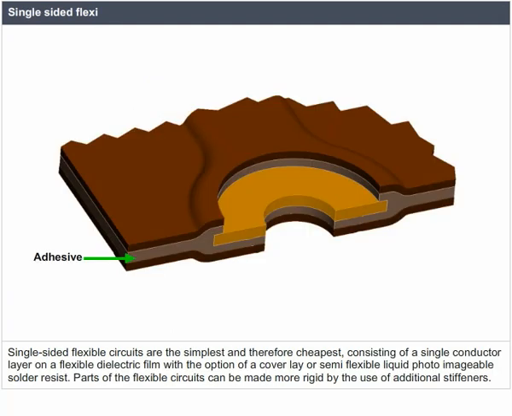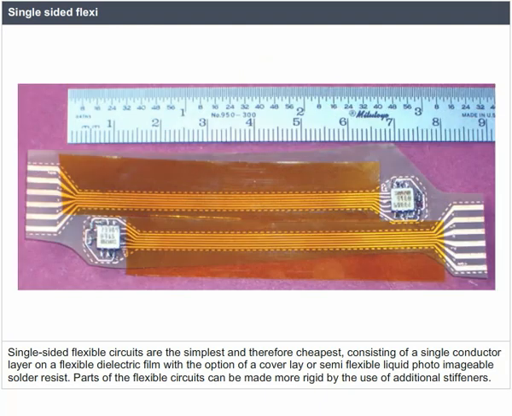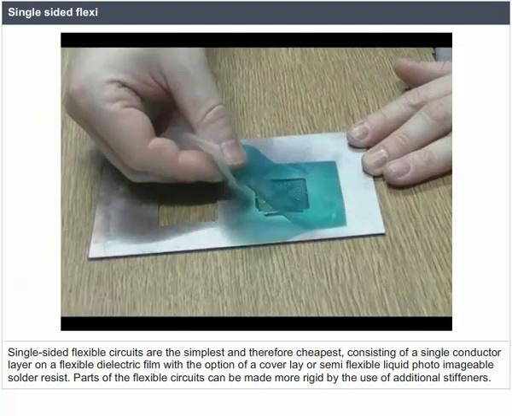Single-sided flexi. Single-sided flexible circuits are the simplest and therefore the cheapest, consisting of a single conductor layer on a flexible dielectric film with the option of a cover layer or semi-flexible liquid photo-imageable solder resist. Parts of the flexible circuits can be made more rigid by the use of additional stiffeners.